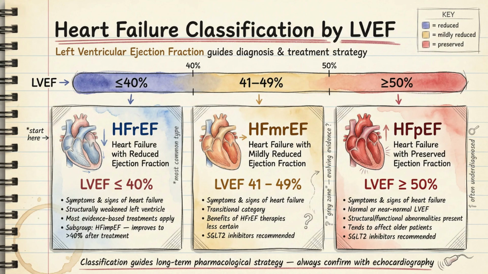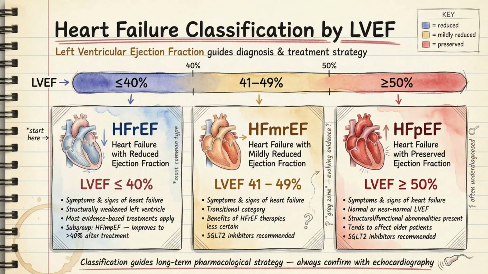The evidence for HFrEF therapies here is less certain, but SGLT2 inhibitors are recommended. Third, HFpEF, heart failure with preserved ejection fraction, LVEF at or above 50%. The LVEF appears normal, yet structural and functional abnormalities are present. This type tends to affect older patients and is often underdiagnosed. SGLT2 inhibitors are recommended here too. Remember, the classification guides long-term pharmacological strategy.